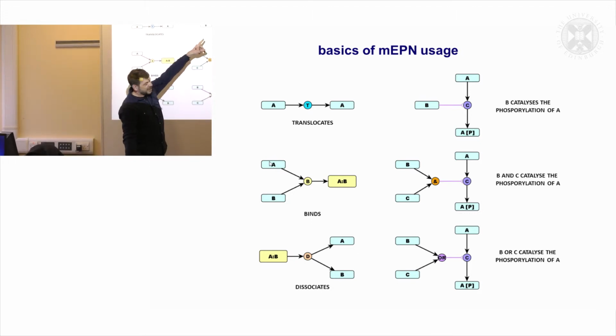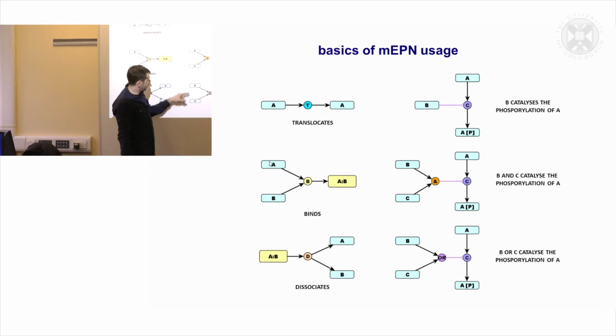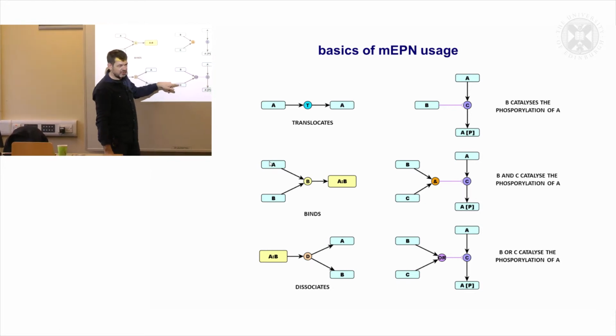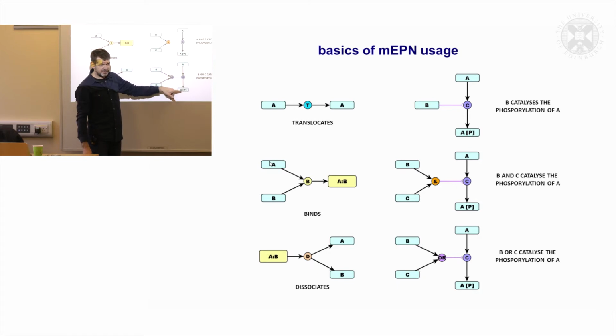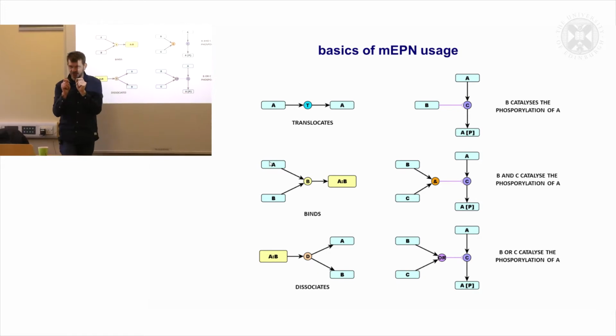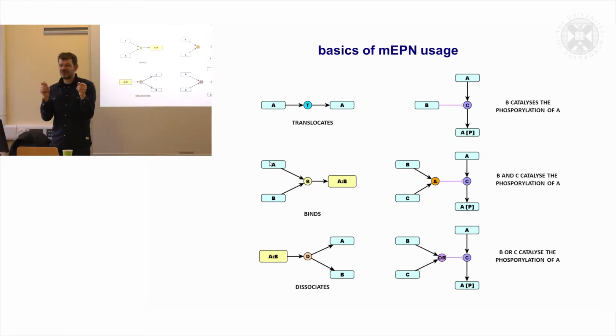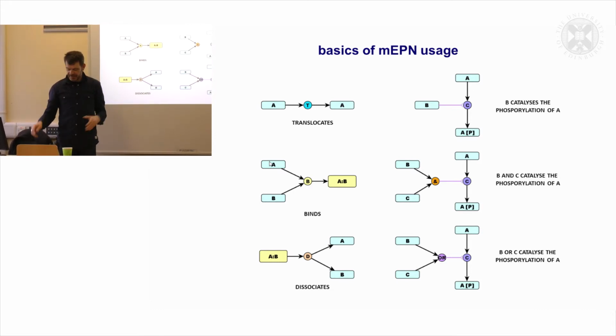So B catalyzes the phosphorylation of A. B and C, so this is Boolean logic, if you like, so both of these are going to be required for that to happen. Okay, and this is the or statement where you can say B or C can catalyze that reaction. Does that make sense? So very simple, almost triplets of information that can be strung together to make sentences.